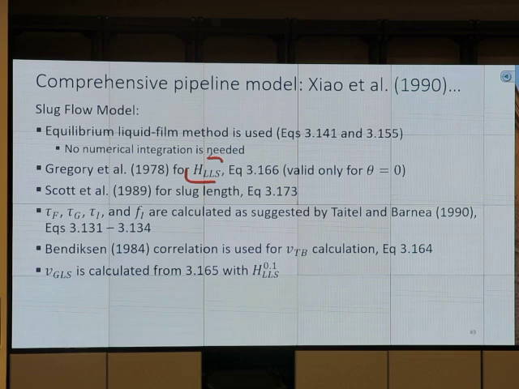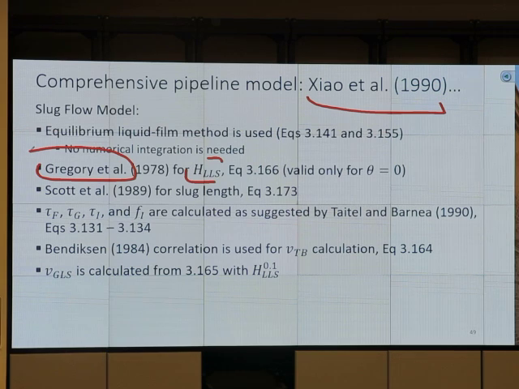Why didn't they use Gomez at all? Do you know that? Victor, what do you say? Gomez was 2000. Hey, that's correct. At that time, they didn't have Gomez yet. The best available is Gregory. Gomez came in year 2000, so they cannot use it. They did it in 1990. You see the point? Okay.